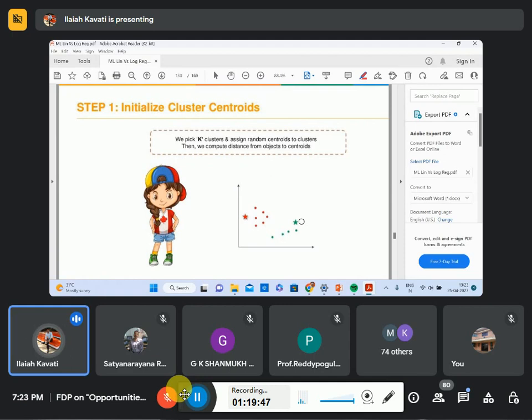Now, as per this, what happened? These red points are in one cluster, and the green points are in another cluster, because the coloring is given. In the next step, we need to find the mean value of the red points, that is cluster 1. Let us assume this is cluster 1.